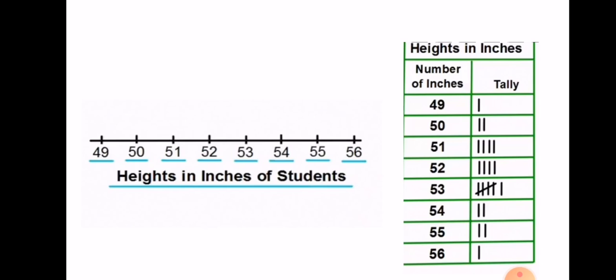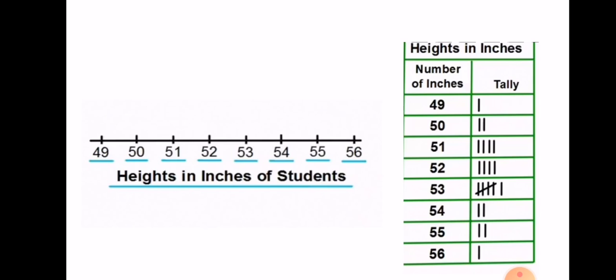The scale is from 49 to 56. This is the scale, but the interval is from one number to the next. How much is this space? It's just 1. So this is the interval.